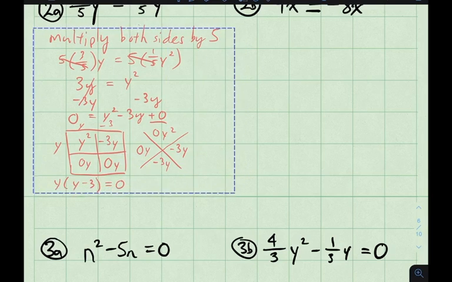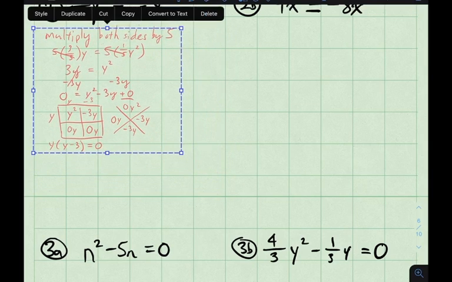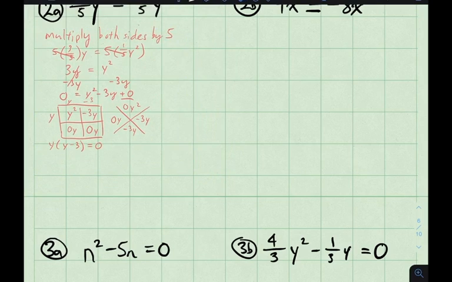I'll shrink this down to get a bit more space. So then we can solve this thing. From here, it's like what we did yesterday. Y equals 0. For this first part, we're done. Y minus 3 equals 0. Add 3 to both sides. Y equals 3. That's our second answer.